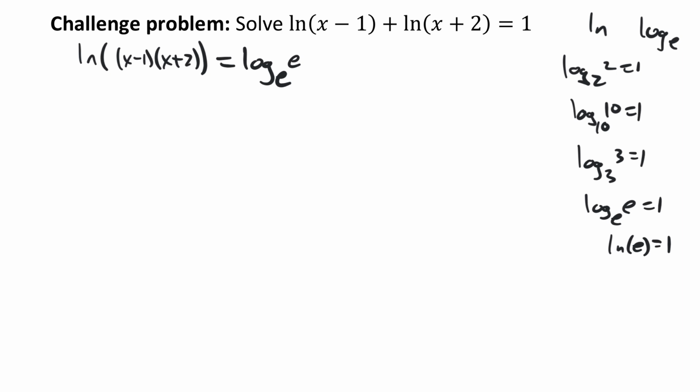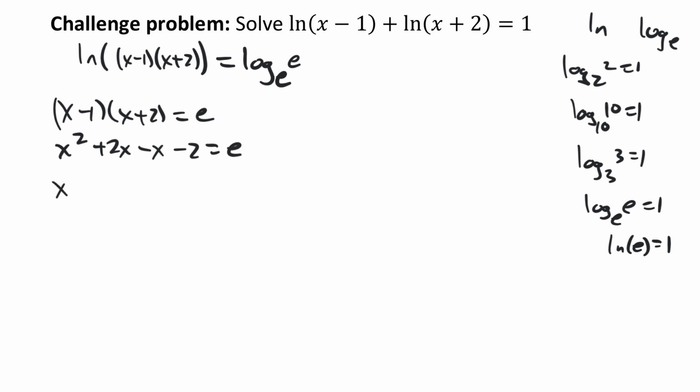Okay, so they're both a log. We can drop the base. (x minus 1)(x plus 2) equals e. Let's expand this. x squared plus 2x minus x minus 2 equals e. x squared plus x minus 2 minus e equals 0. Now remember, e is a number. e is approximately 2.71. So here I have 2 minus 2.71. So it's like minus 4.71 approximately.